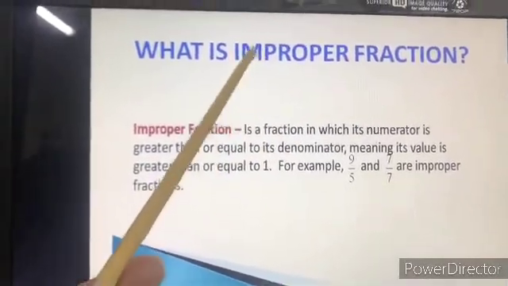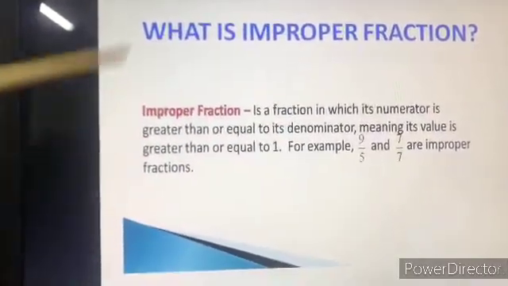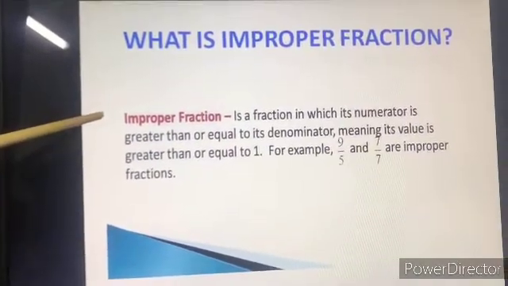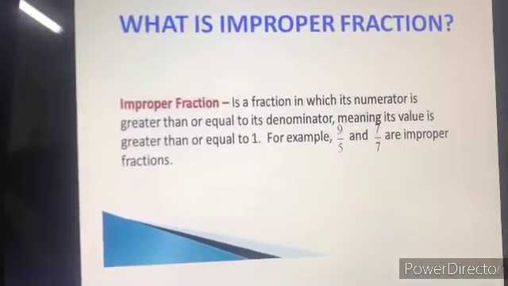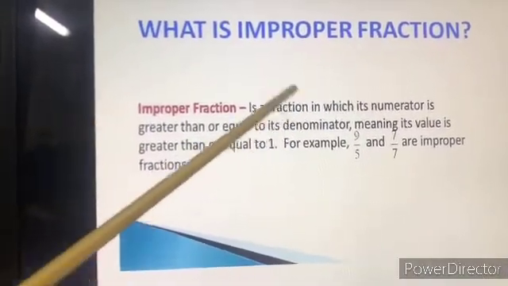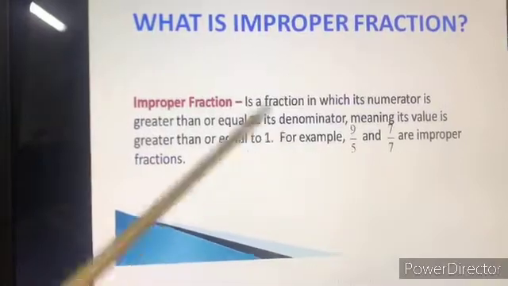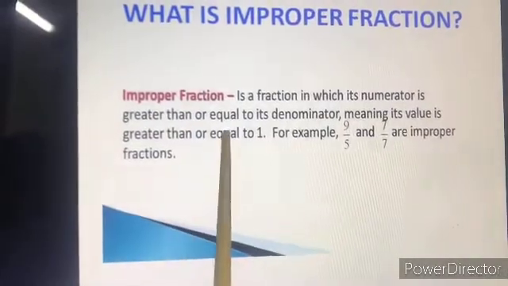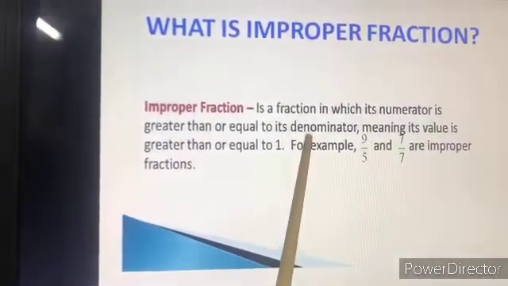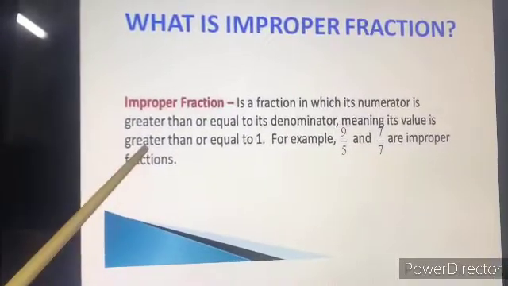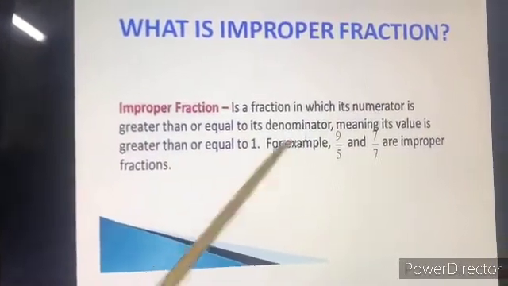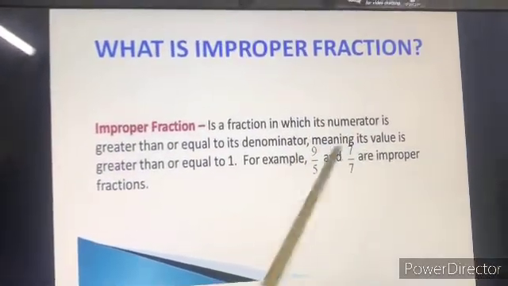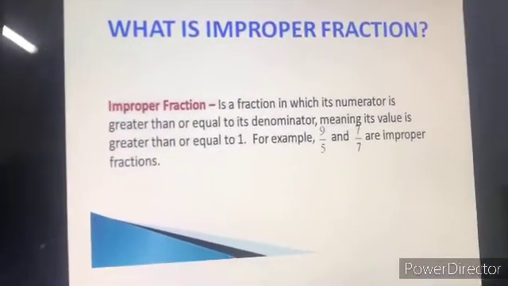So obviously it will be the opposite of a proper fraction. An improper fraction is a fraction in which its numerator is greater. As you know, in a proper one it is smaller, so in the opposite it will be greater. The numerator will be greater than or equal to its denominator, meaning its value is greater than or equal to 1. For example, 9/5 and 7/7. Both are examples of improper fractions.